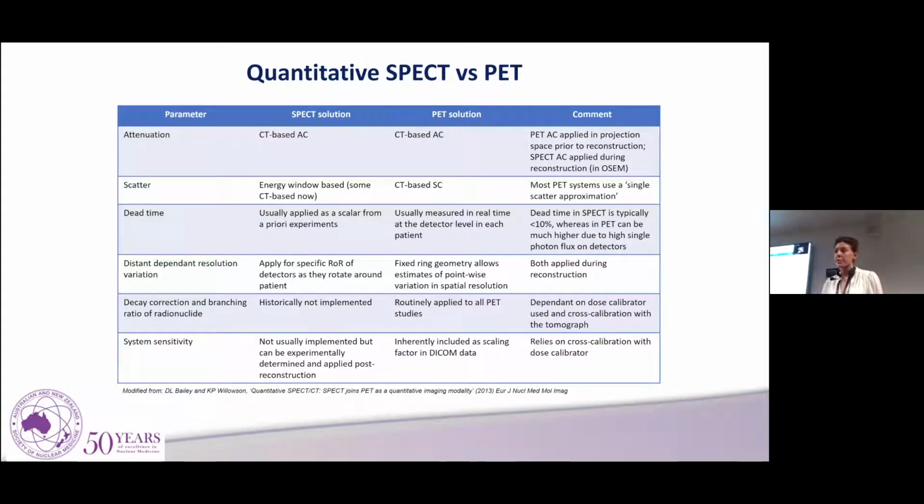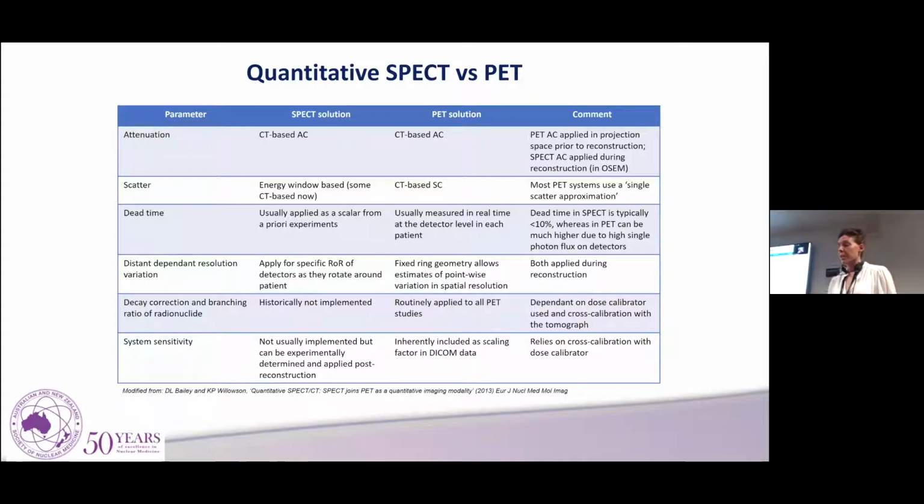Distance-dependent resolution variation also needs to be taken into account. For SPECT, of course, we have a differing radius of rotation for our detectors depending on our patient study. PET is a little bit more straightforward because we have the fixed ring geometry. When it comes to considering the decay correction characteristics of a given radionuclide and the branching ratio, certainly this has historically not been considered in SPECT reconstructions, but it is routinely applied in PET.